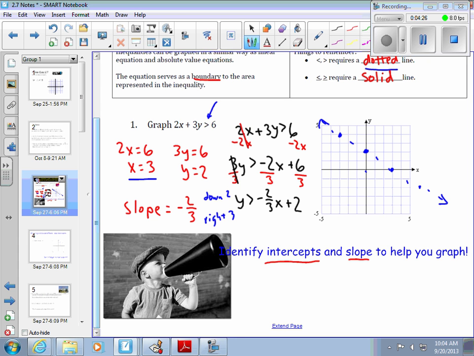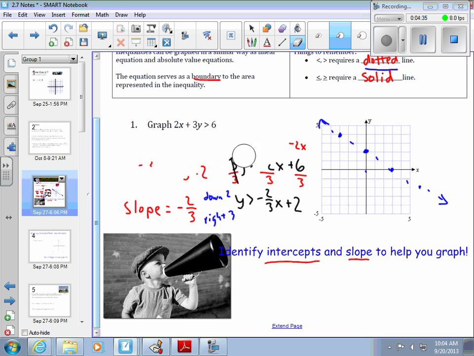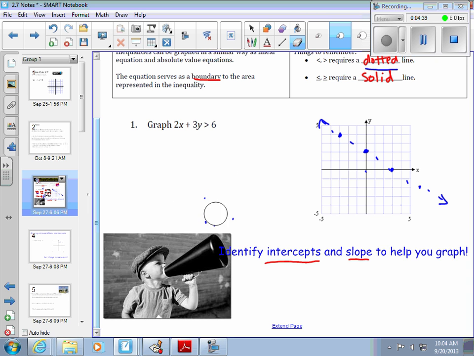So now we're going to test out 0, 0. To test 0, 0, we're going to plug the point 0, 0 in and see what we get when we test that out. So the point 0, 0 is going to get tested. We're going to plug 0 in for x, 0 in for y, and see what happens in our problem here. So 2 times 0 plus 3 times 0.